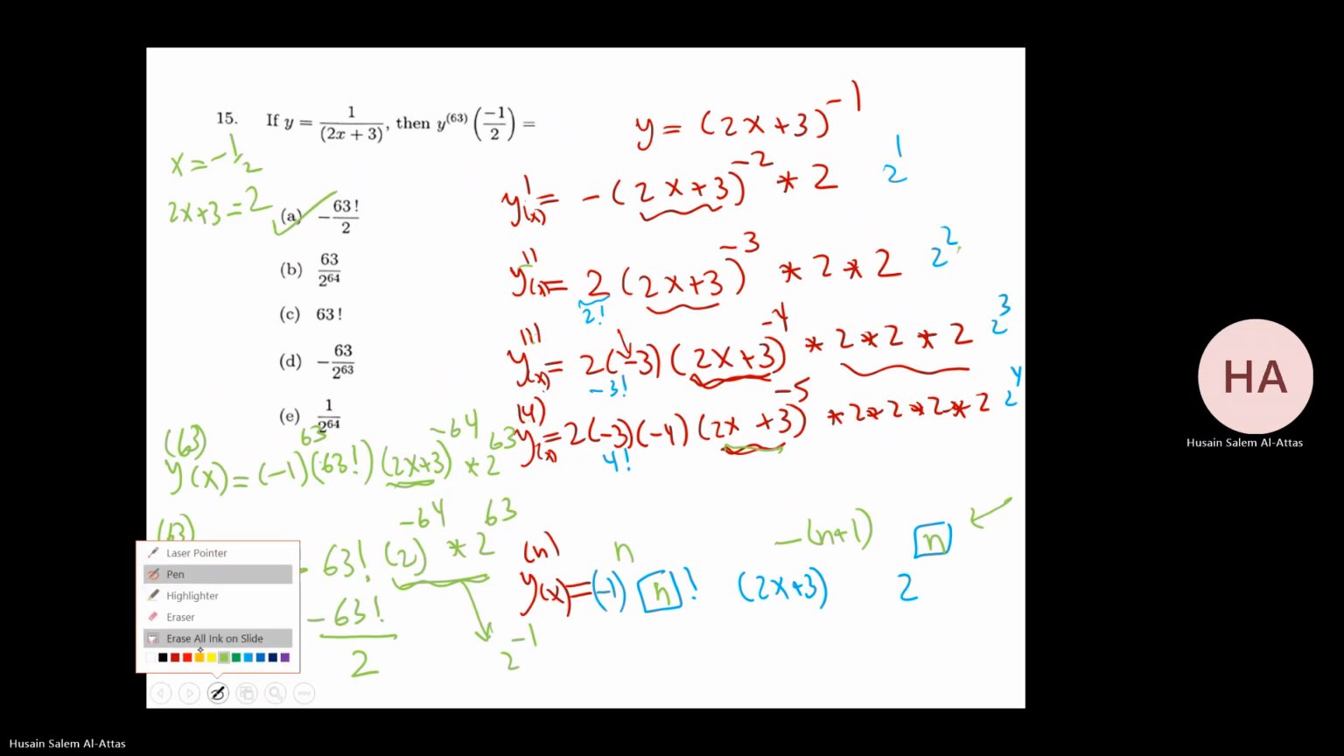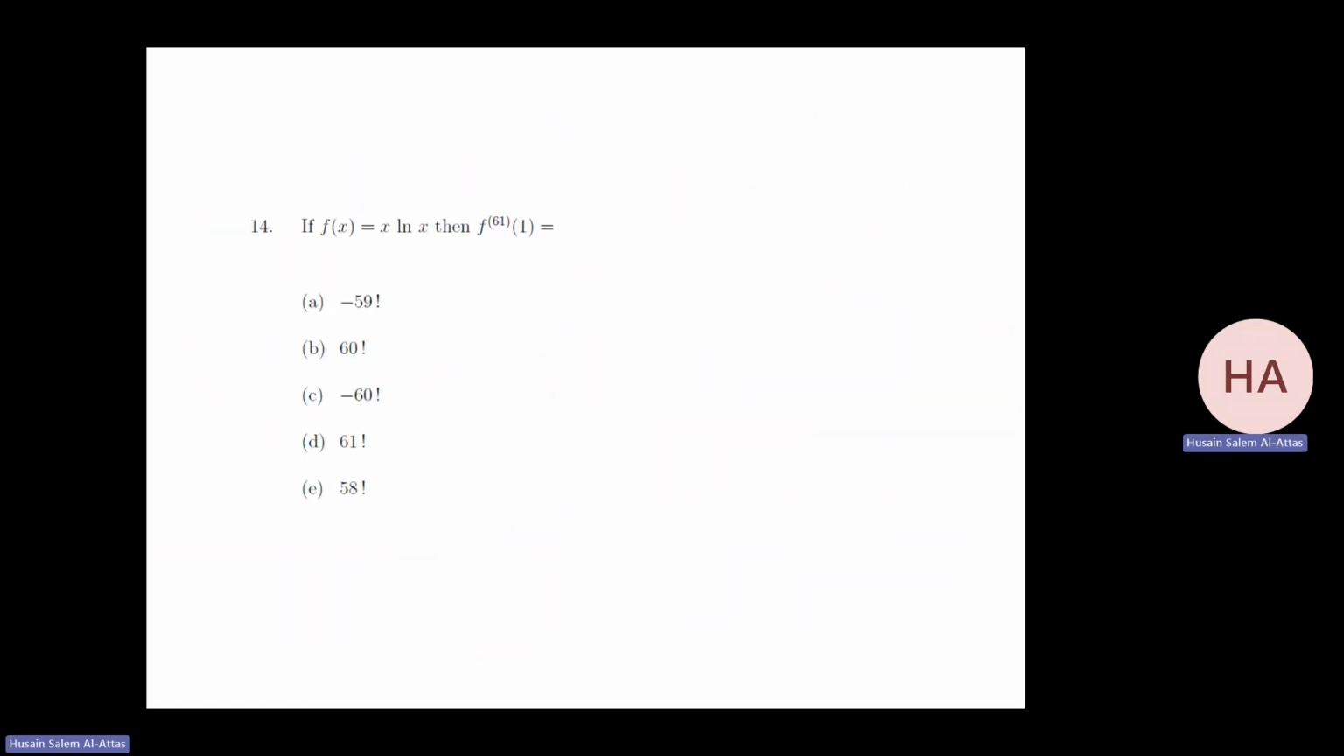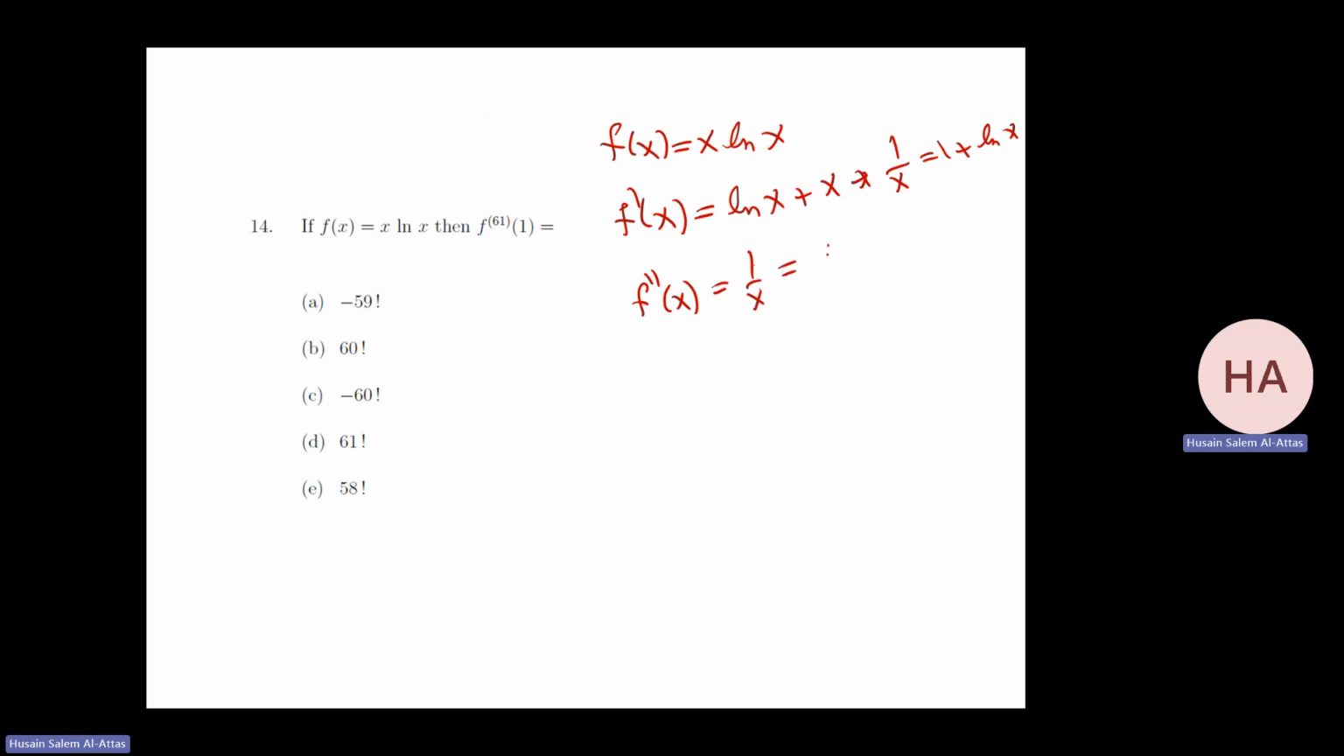Okay. Let me go to the last one in this part. x ln x. It is a product of two functions. So let's see what f prime is. The derivative of the first is 1 times the second, plus x times the derivative of ln x, which is 1 over x, which is actually 1 plus ln x. So the second derivative is 1 over x, which we know how to do. The third derivative, but the pattern will start from here.